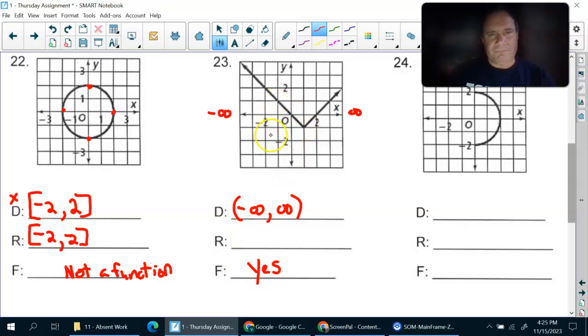The range, we're going to go to the lowest part of this graph. The lowest part of this graph is -1, and it touches -1, so we have a bracket. And then it goes up forever. So that means that this is positive infinity.